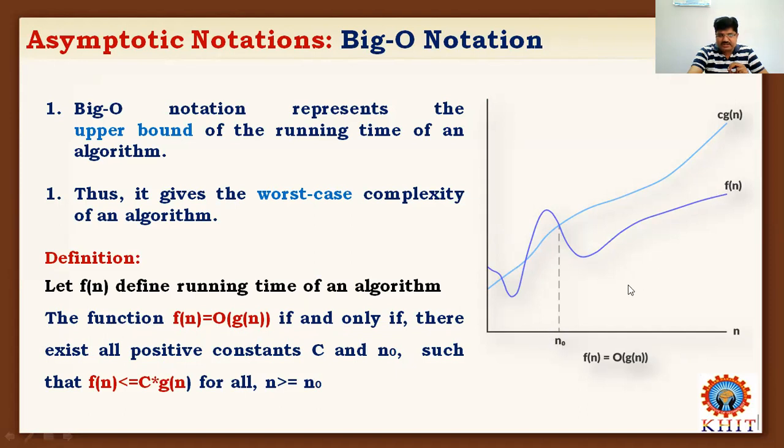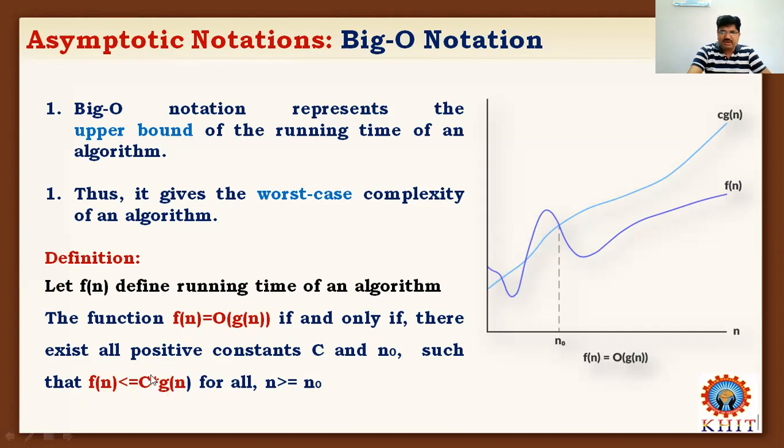N naught is one constant, and C is another constant, such that the given expression is to be executed. What is the expression? F of n is less than or equal to C into g of n for all n greater than or equal to n naught. See friends, students, here we can focus on the expression, this is very important. F of n is always less than or equal to a constant value into g of n.